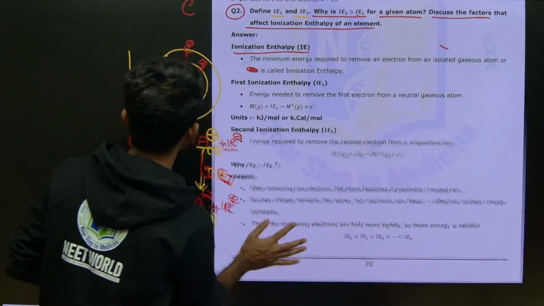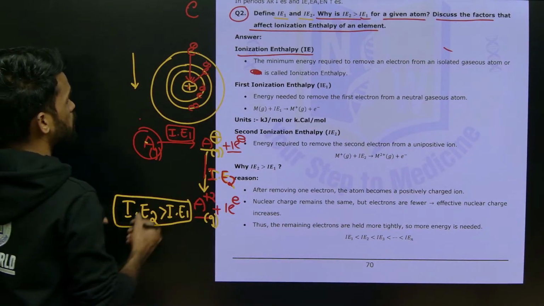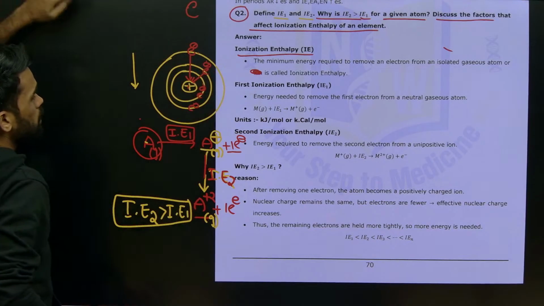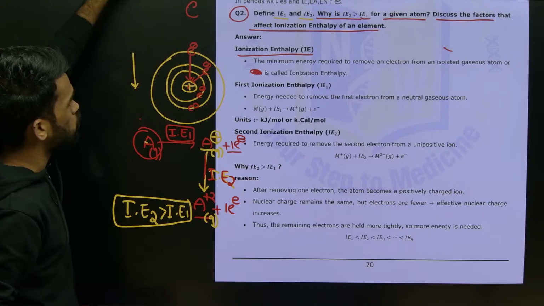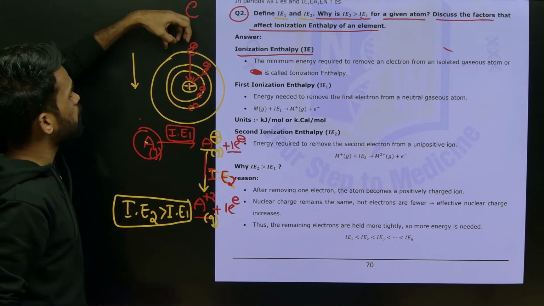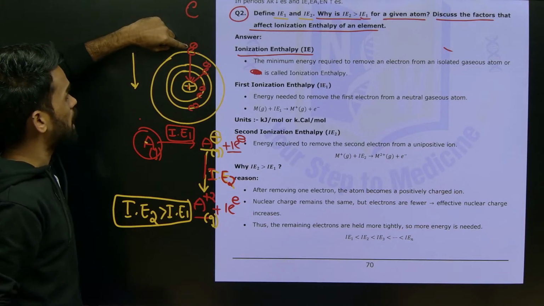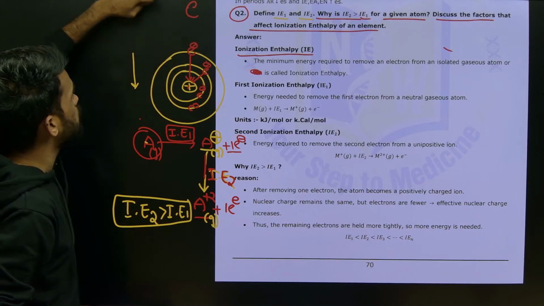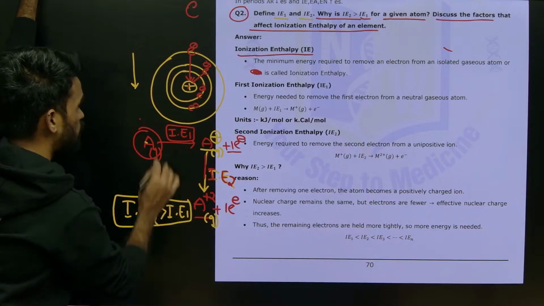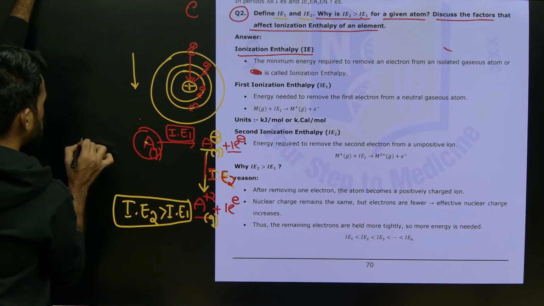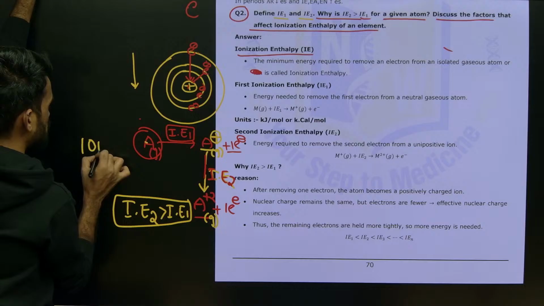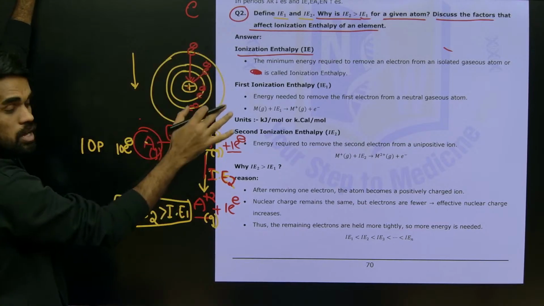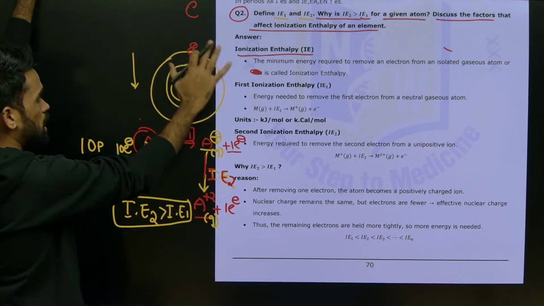Why? Because, for example, I have one electron here, and a second electron is here. If this electron is far from the nucleus, there will be less attractive force between the electron and the nucleus because they are far from each other, so we can easily remove it. In the first case, when I say atom, it is neutral. If there are 10 protons in the nucleus, then there will be 10 electrons in the shells. In total, electrons will be 10.